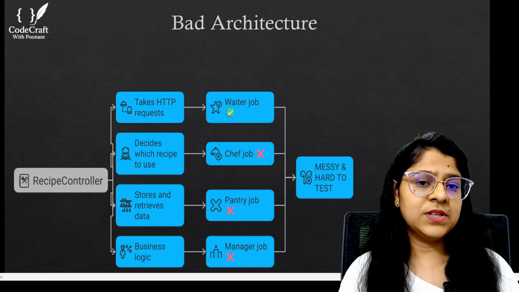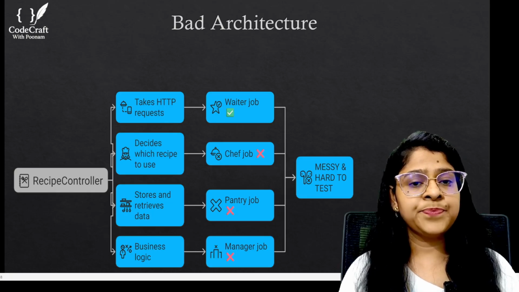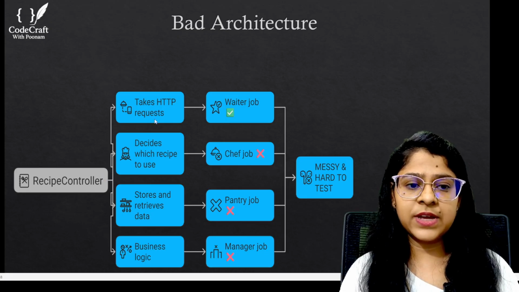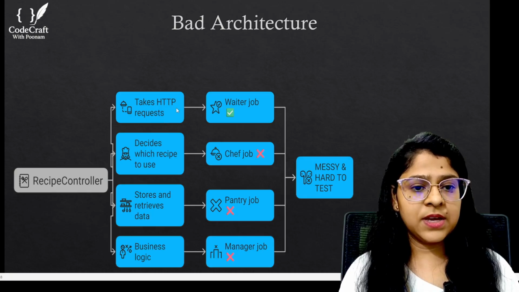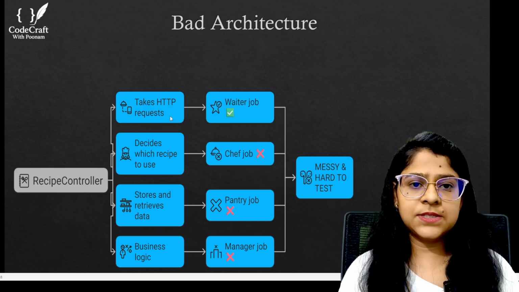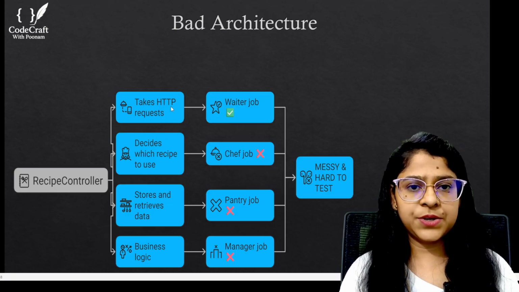In our last video, we designed everything in our controller layer, right? That is our recipe controller. In that we took up the HTTP request. It is just like a waiter's job. So this is fine. Why? Because the controller layer mainly manages all the requests.